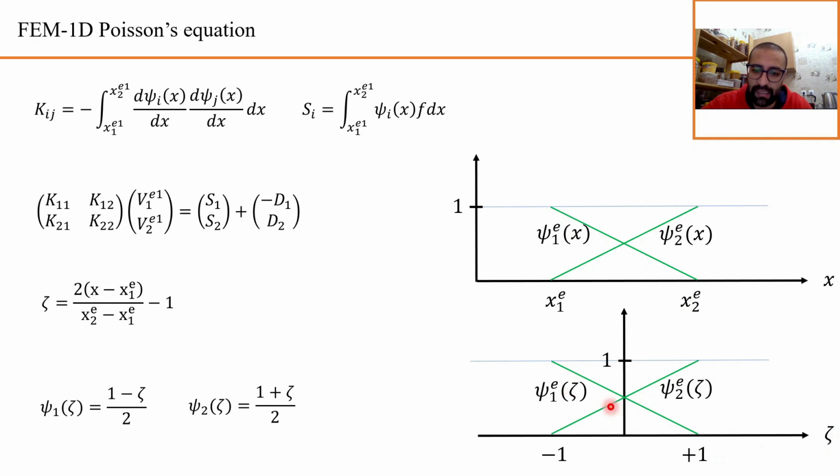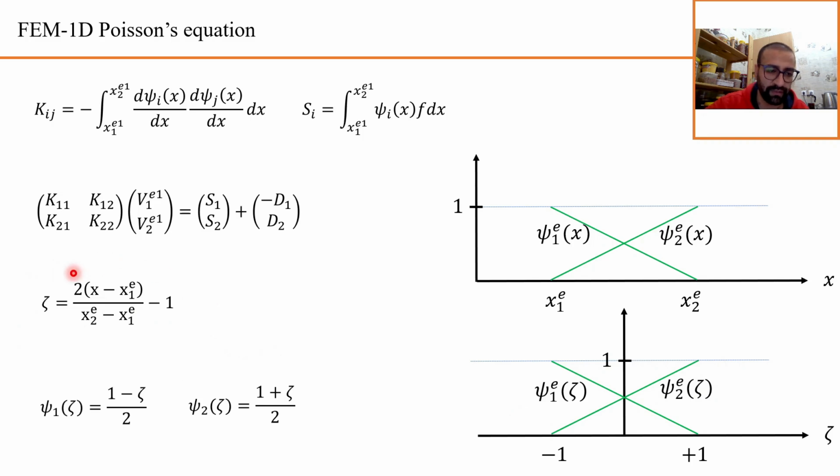What about psi1 and psi2 in the new coordinate? You can easily check them. Psi1 of zeta can be 1 minus zeta over 2. And you can simply check it: when zeta is minus 1, if we put minus 1 here, it will be 1 plus 1 over 2, which is 2 over 2, and this will be 1. Therefore, psi1 is 1. And when zeta is plus 1, psi1 is 0. If we put plus 1 here, 1 minus 1 will be 0. Therefore, psi1 will be 0. And we have the same for psi2.